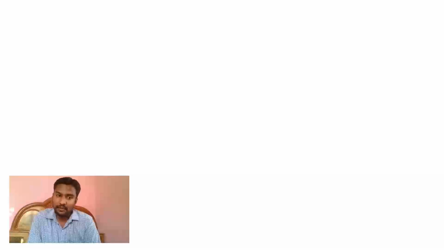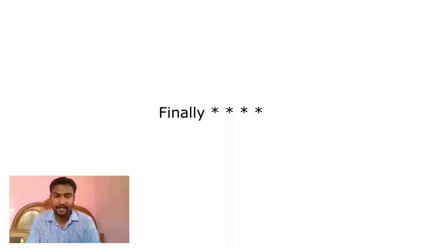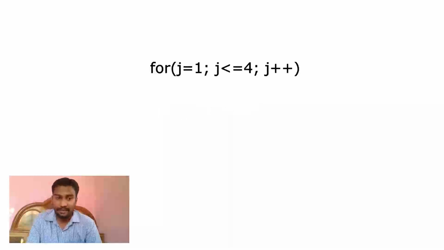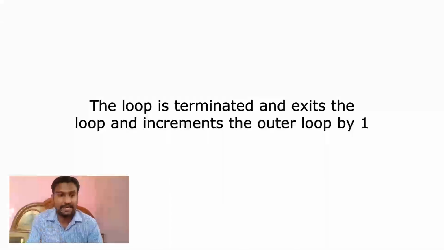Suppose i is equal to 1 and j is equal to 1, it will print a star. That will be the first star. Later j is equal to 2 gives the second star and j is equal to 3 gives the third star. The last one, when it reaches the end of the second loop, j becomes 4 for the fourth star. Now when j becomes 5, it will check whether the condition is satisfied or not, and it will become false. At that time it will not print, and it will terminate the loop and come out of the loop, and increment i by 1.